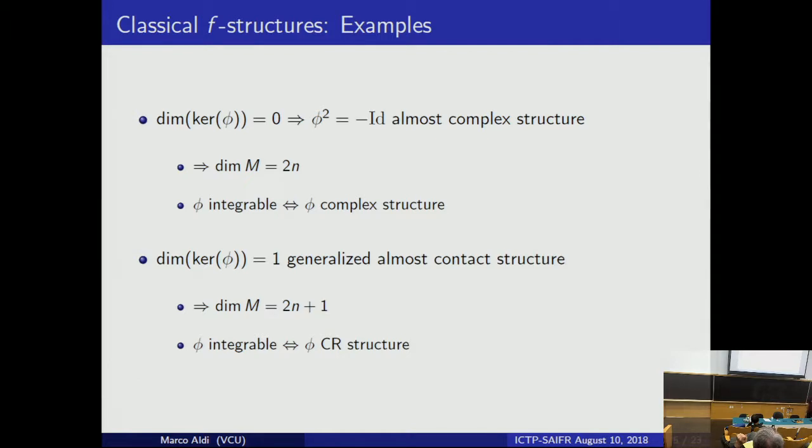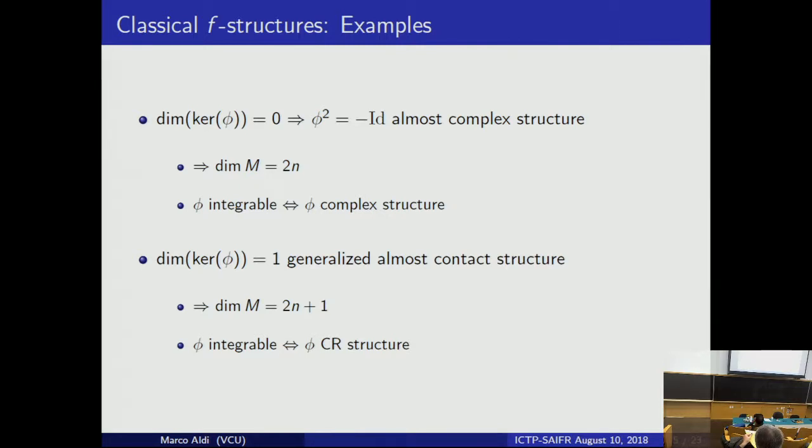Right. So if the kernel of phi, this endomorphism of the tangent bundle such that its cube is equal to minus itself, is 0, if this is invertible, then this is precisely an almost complex structure, and that requires the dimension of the underlying manifold to be even. And this is integrable if and only if it is a complex structure.